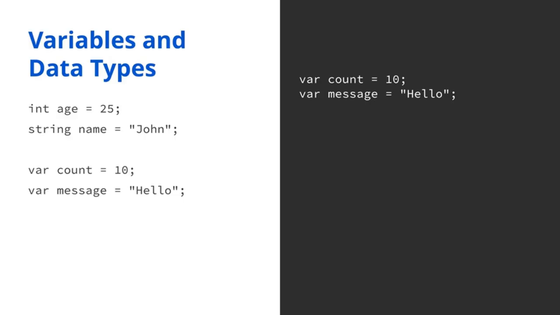Rather, C# determines what type of value the variable holds when the program runs. In this example, we have one variable count that is initialized with the integer 10, and another variable message that is initialized with the string value hello. Both are declared with the type keyword var.